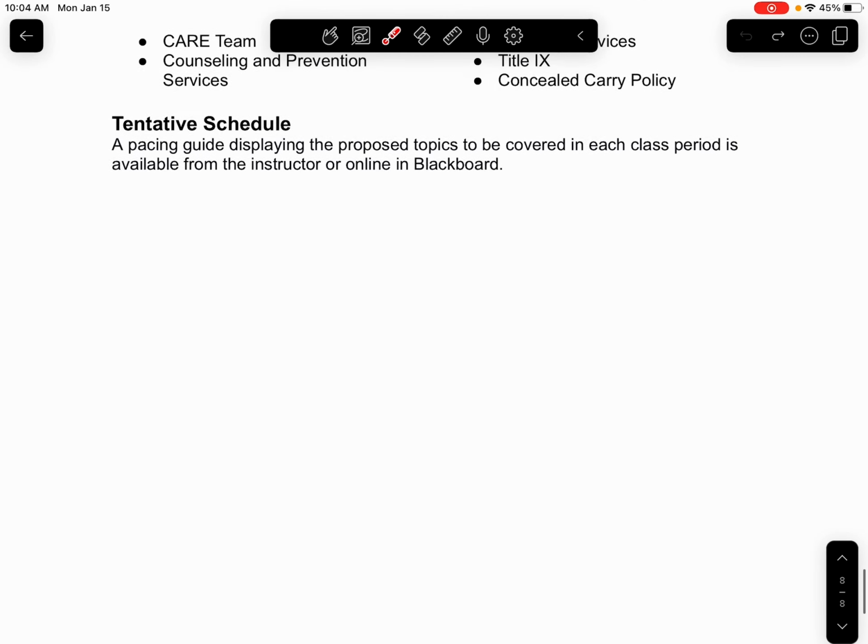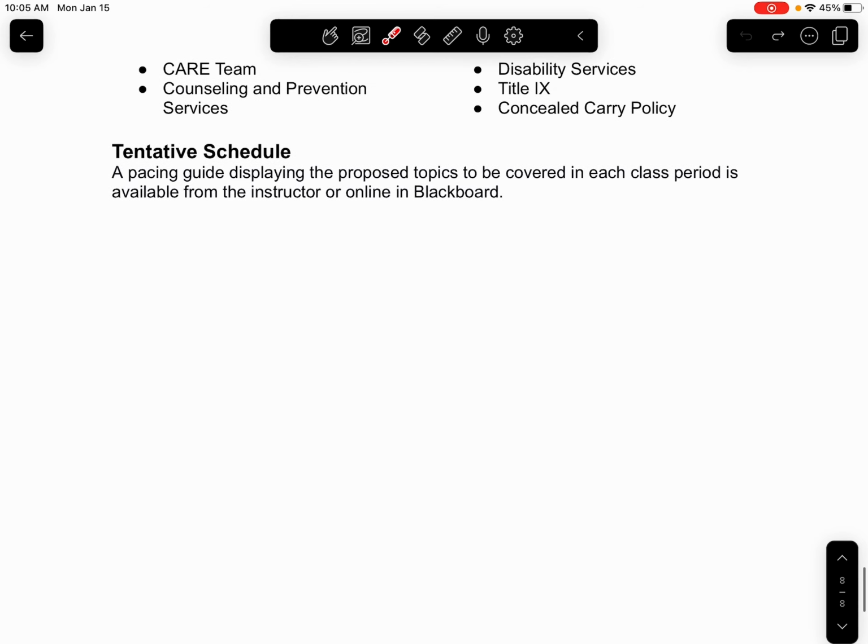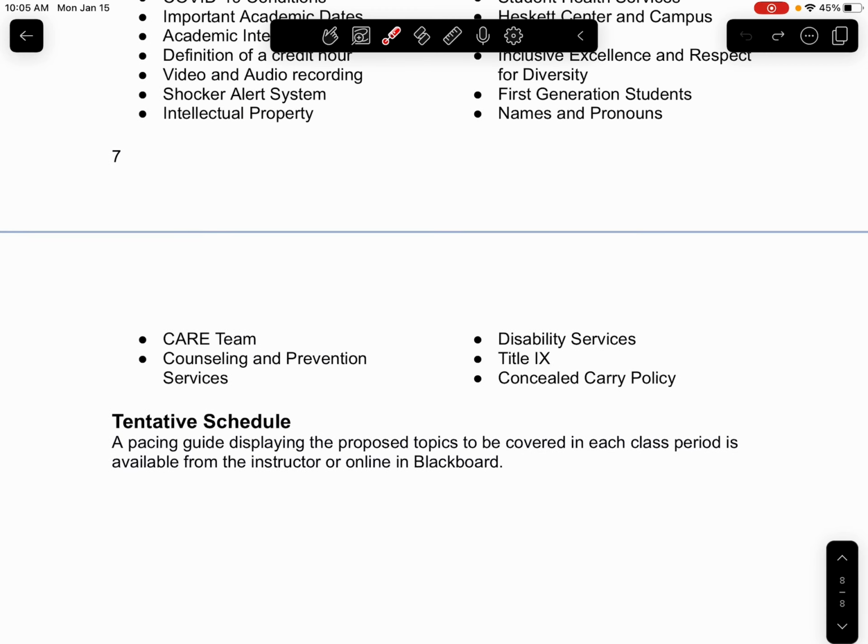Okay, and then with the tentative schedule, like I said, you can check out the pacing guide on Blackboard to kind of see where we are at. So that's kind of an overall overview of the course.